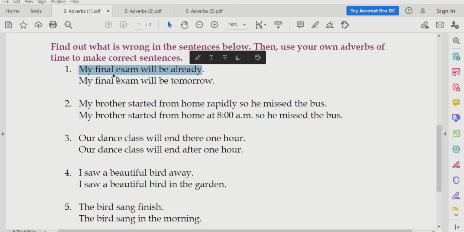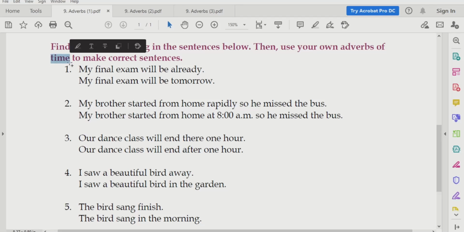The sentence itself sounds wrong. Now what is wrong? You immediately get the word that is already. You will not say मेरी परीक्षा होने वाली है, हो गई. It is completely wrong. Now I can't even translate it in Hindi. So the word already is wrong over here. So you can put an adverb of time. You can use your own adverbs over here.